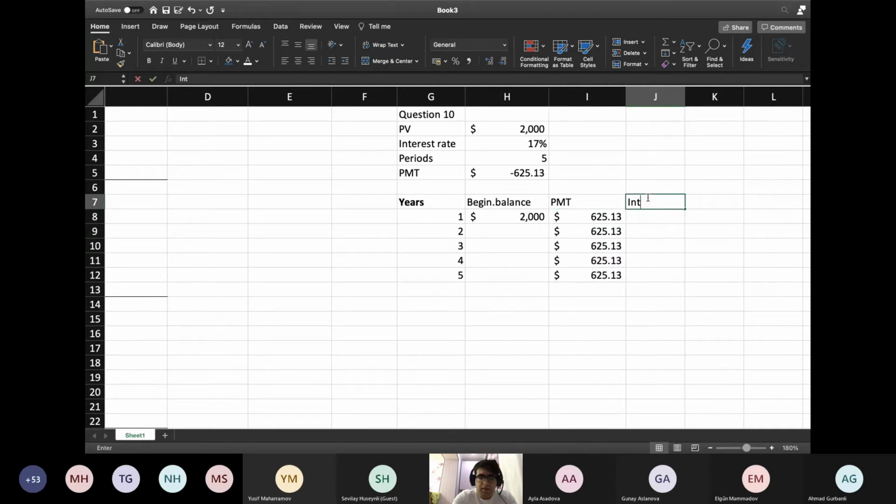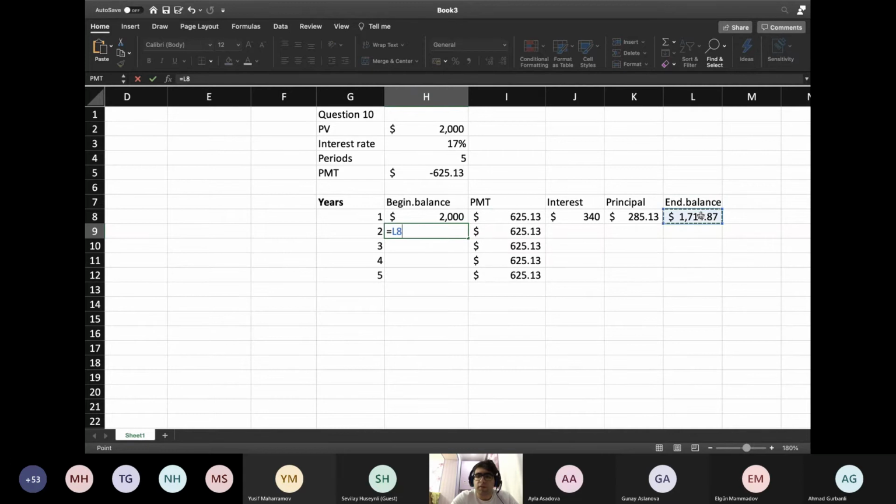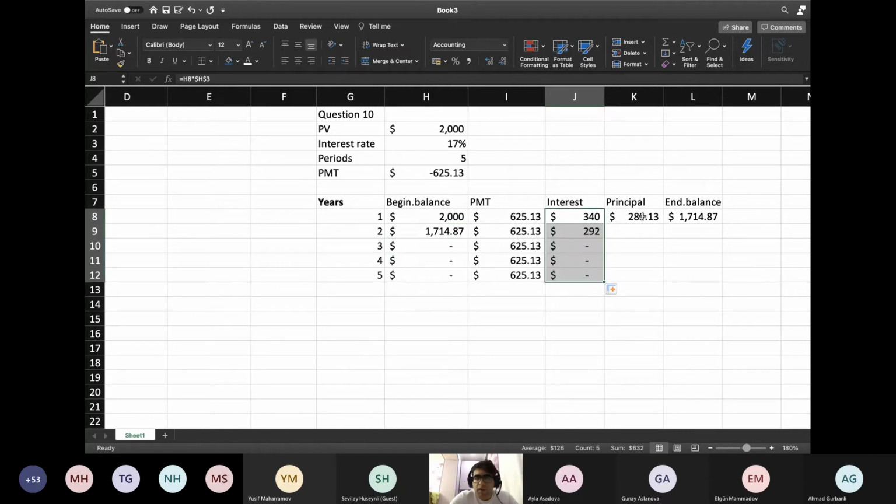Then we have interest, principal, and end balance. Our interest payment is 2,000 AZN dollars multiplied by interest rate. In order to find principal payment, we're subtracting interest from PMT. Let me fixate it sonra problem olmasın bize. And ending balance. So this end balance of year 1 should be equal to beginning balance of year 2. Bunlar axıra kimi belə drag down.